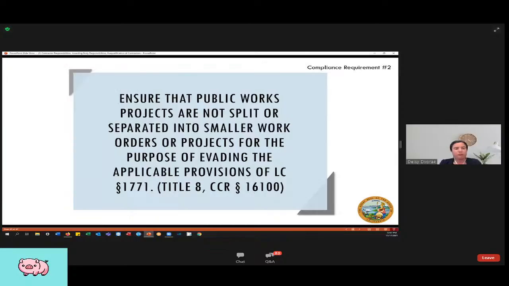Next, please. Okay, moving on to compliance requirement number 2. I briefly mentioned this, but basically awarding bodies are not to split projects to avoid registration or prevailing wage requirements. Next, please.